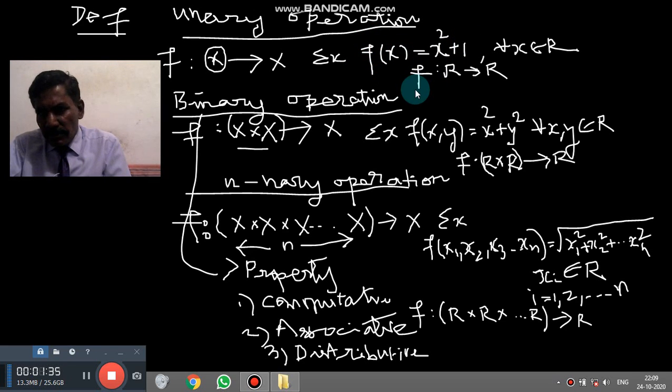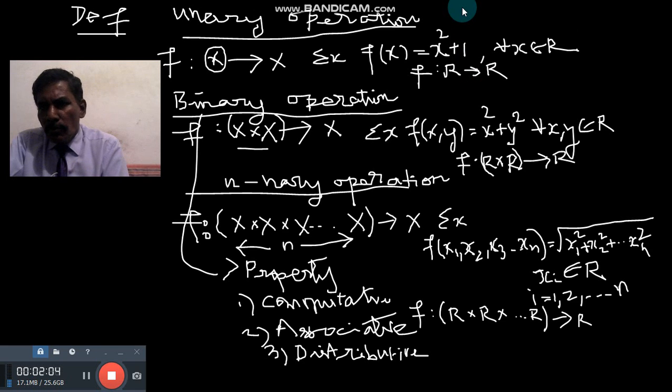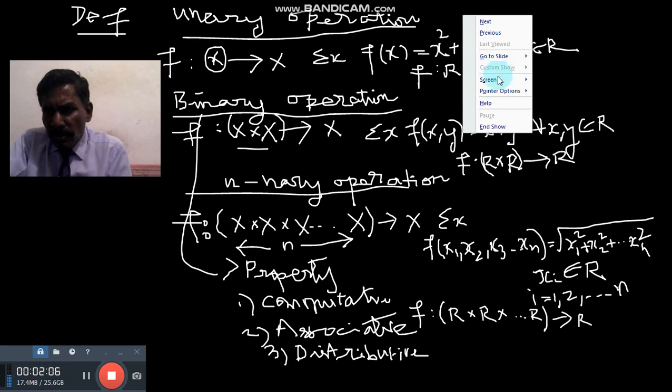Now look at this. This is a function from R to R. That is, the domain is R, and the codomain is also R. Such a type of function we call it as unary function or unary operation. Okay, so we can say a lot of functions also. I can give you more examples for this unary operation.